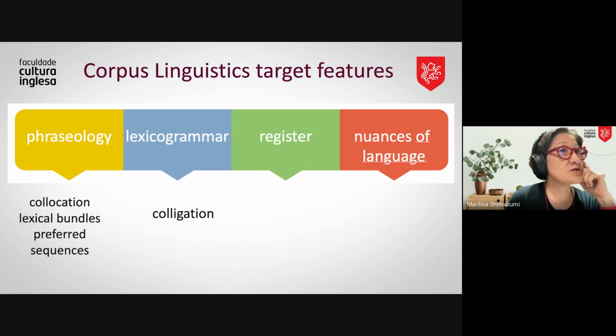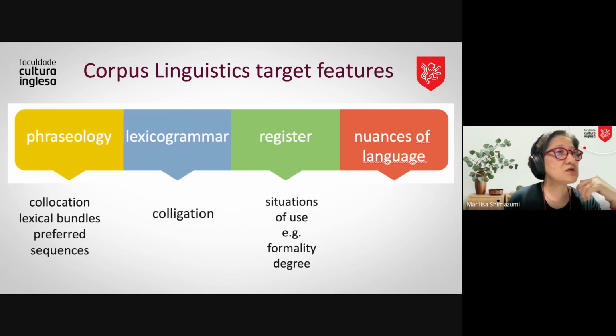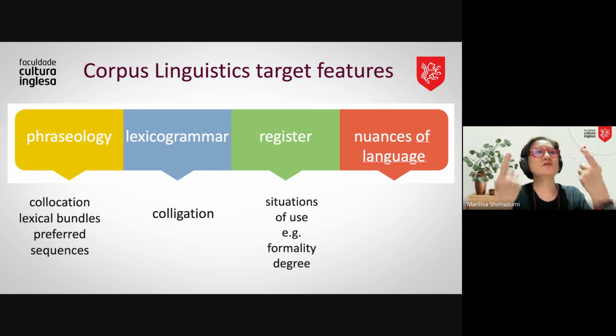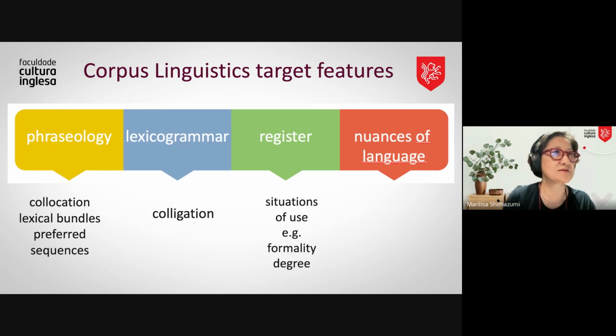Like register, does anybody know what register could be? You can write on the chat. Have you heard about register? In Portuguese, it's registro as well. So, situations of use, formality degrees. You might be formal or informal, depending on the context. And then your choices of words will be very specific in this case.